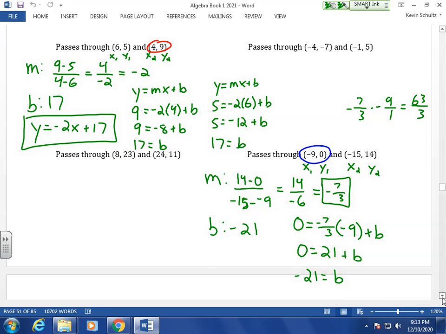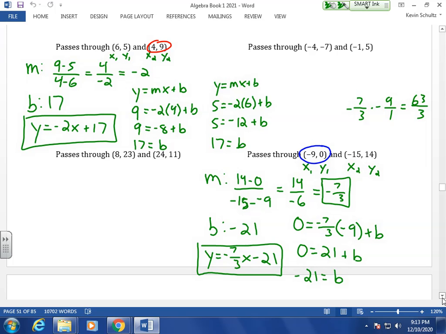So our equation in slope-intercept form, y equals -7/3 x minus 21. Had we used the other ordered pair, which I'm not going to in this case, I think this video is getting kind of lengthy, but if we had used -15, 14, we would get the same y-intercept of -21.